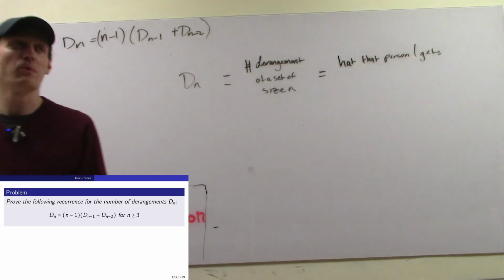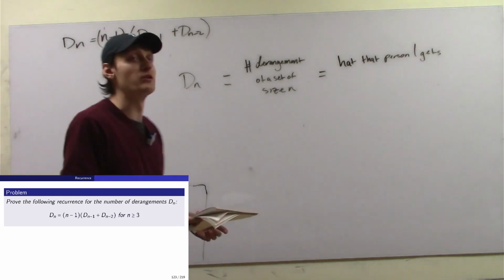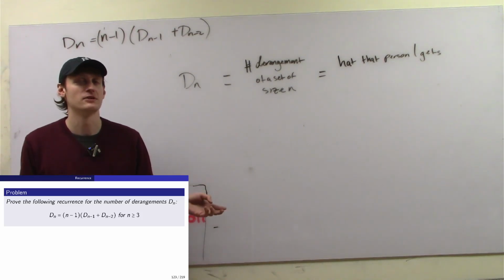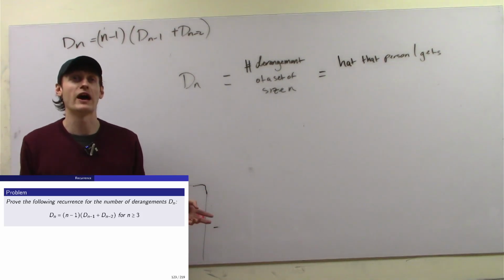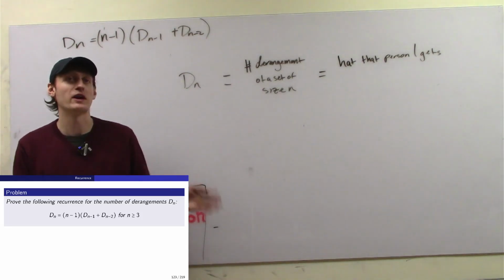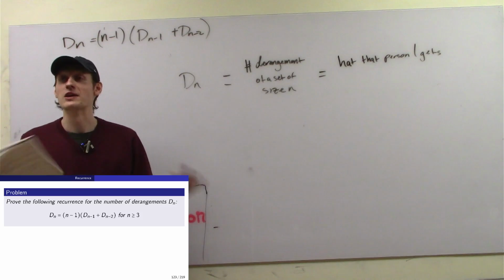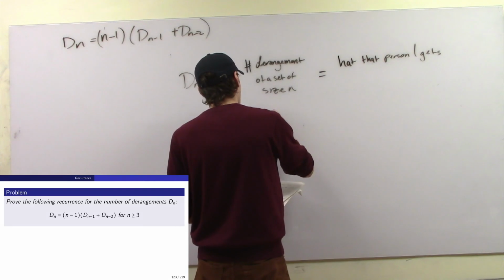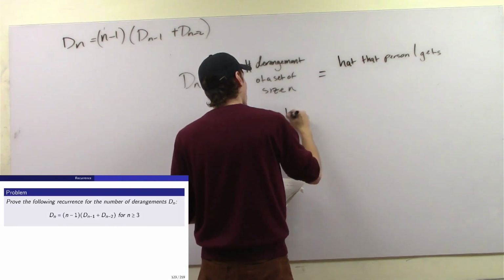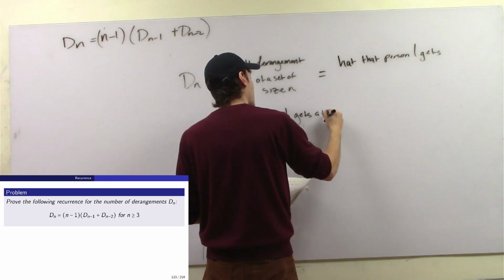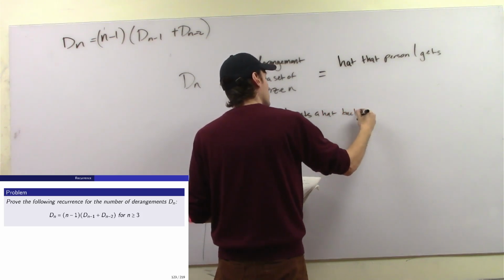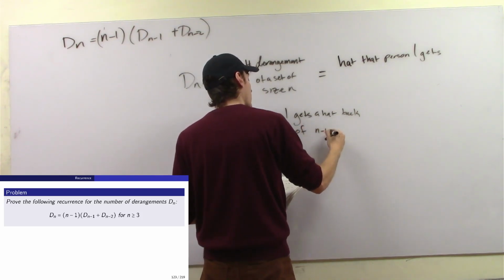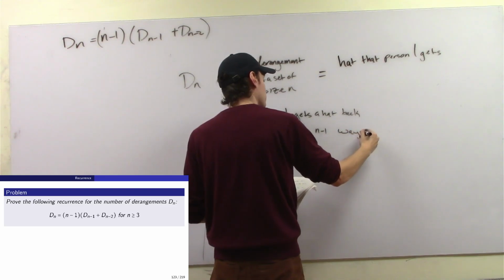So the question is, how many possible hats can person 1 get back in a derangement? Does anyone remember? This is like a hat check problem. There are n total hats. They all get given back to people, and no one gets their hat back. So person 1 had a hat, they don't get it back. They can get a hat back then in one of n minus 1 ways. So person 1 gets a hat back in one of n minus 1 ways.